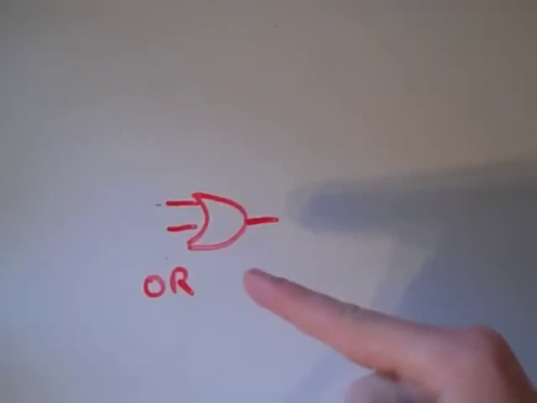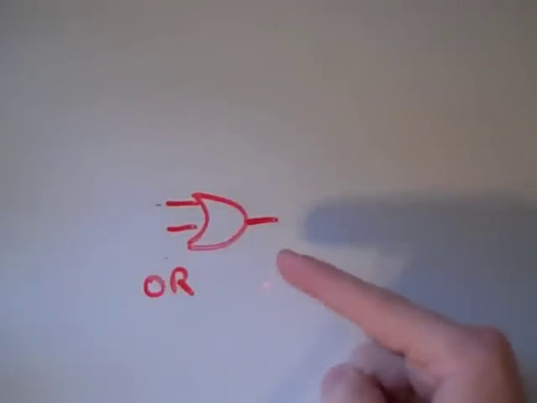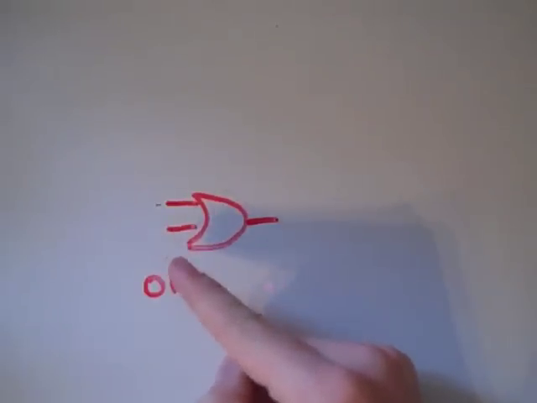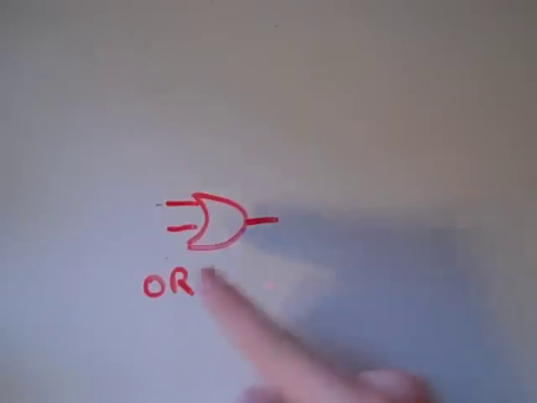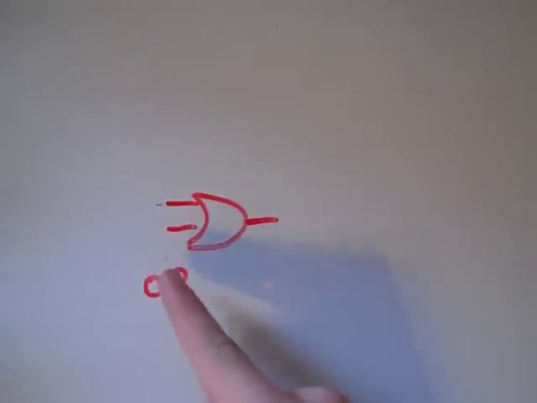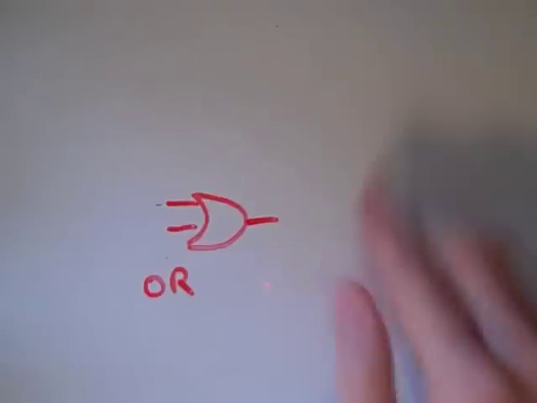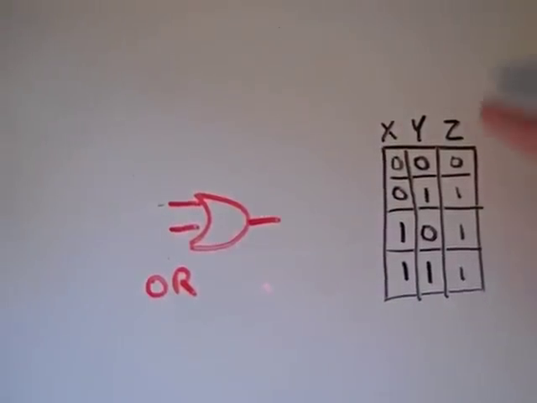This is an OR gate. It has 2 inputs and 1 output. In an OR gate, if one of the inputs is a 1, then it will output a 1. If neither are a 1, so both are 0, it will output a 0. This is the truth table for it. As you can see, we have 3 columns. The x and the y are the input column, and the z is the output.